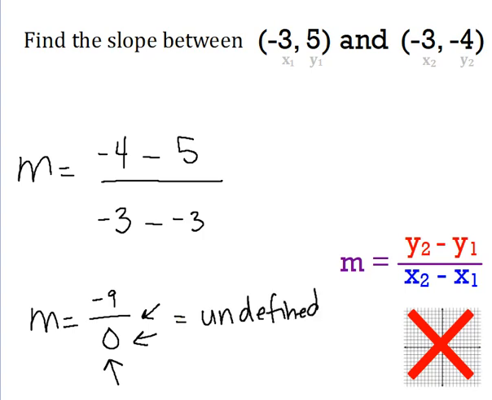If I were to graph these 2 points, look at how the 2 points have the same x value. That means that on a coordinate plane, they would both be right on top of each other. So (-3, 5) is up here, and (-3, -4) is down here. That line is a vertical line, and vertical lines have undefined slope. If you don't remember, go watch video number 1. Let's try another one.